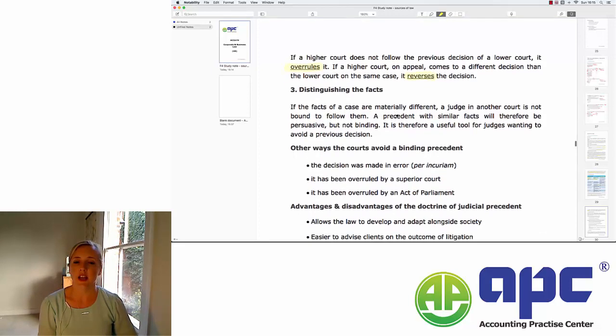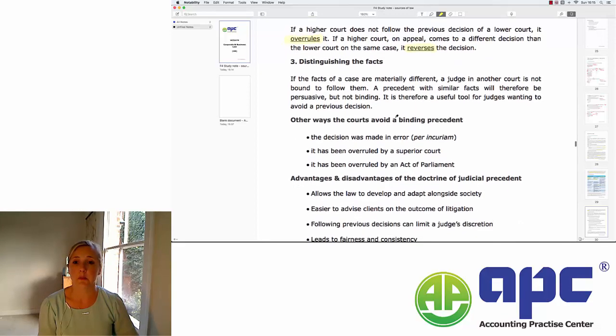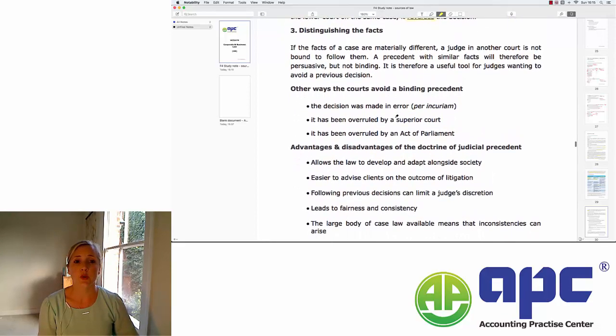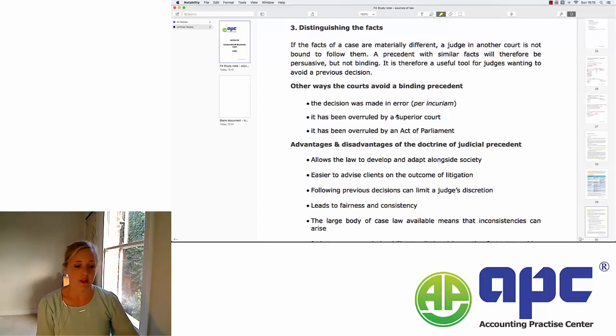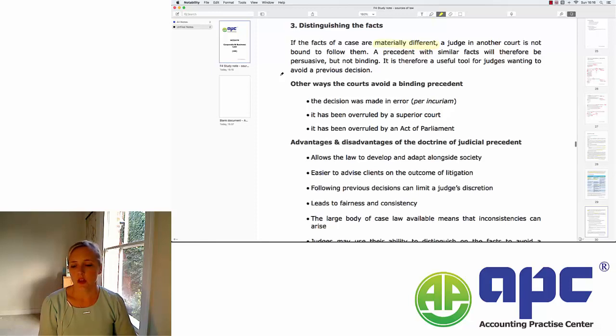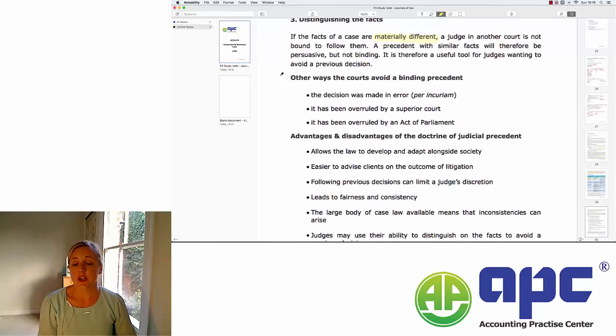Okay, the third way that a judicial precedent may not be binding is if the courts can distinguish it on the facts. So we talked about the fact that the case facts have to be materially the same, and if they're materially different, a judge does not have to follow them. So actually, if a judge doesn't particularly like a previous precedent, if he can fit his facts into this realm of being materially different, he can distinguish his case, and therefore he would not have to follow this judicial precedent. So that, in a nutshell, is how judicial precedent works.